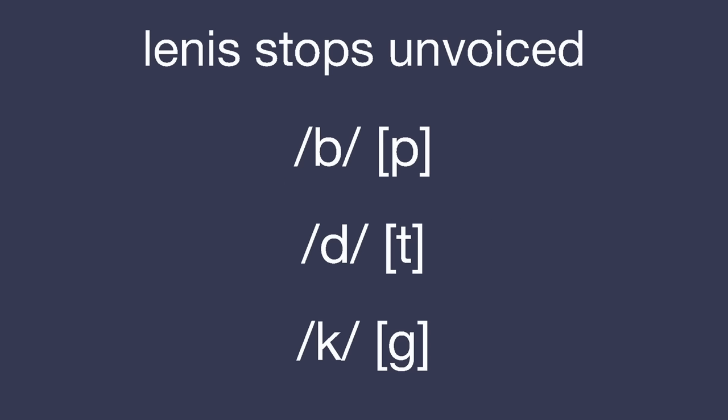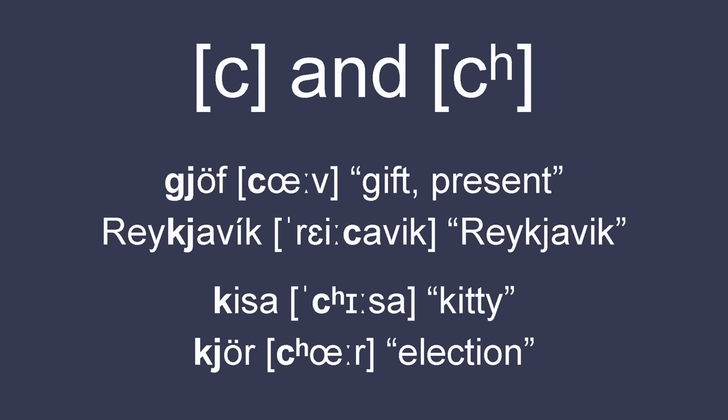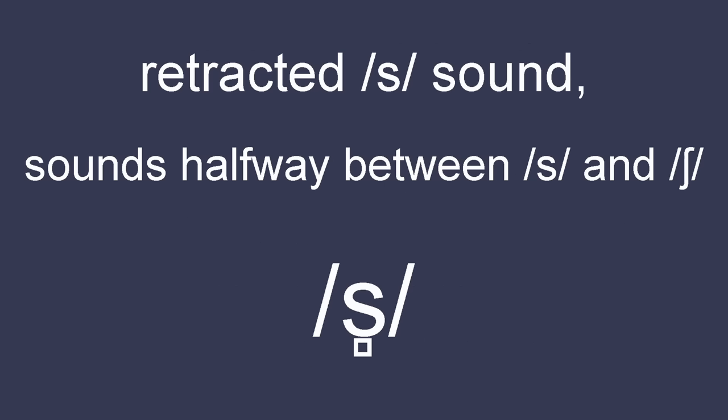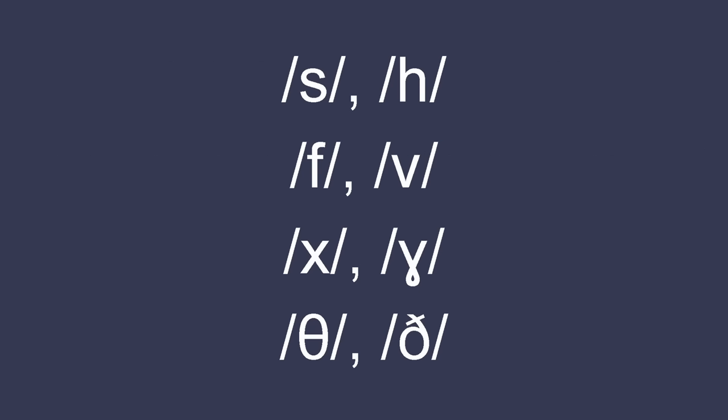But it's the consonants where the language really stands out. The leanest stops are unvoiced like in Danish, and Icelandic has palatal stops kja and kja. The s sound is retracted, sounding halfway between a typical alveolar s and post-alveolar sh. Icelandic lacks z and only has voiceless h.